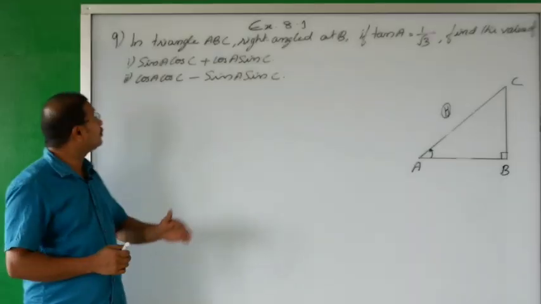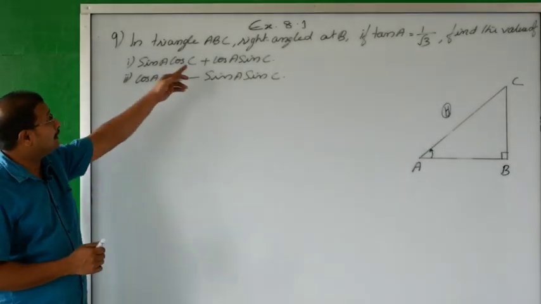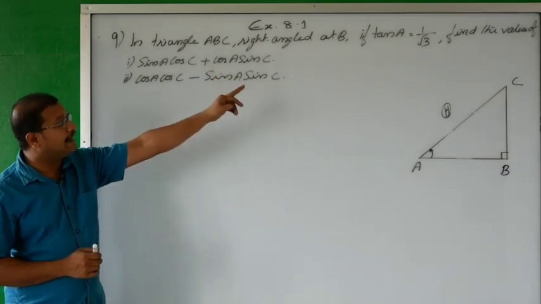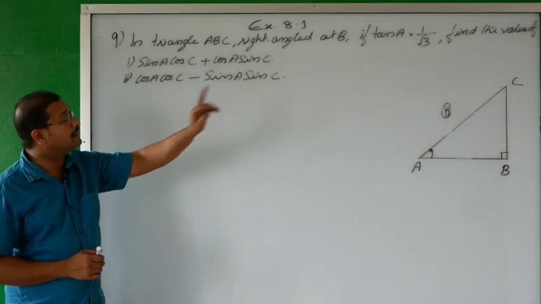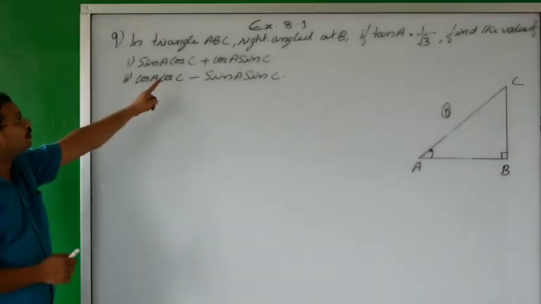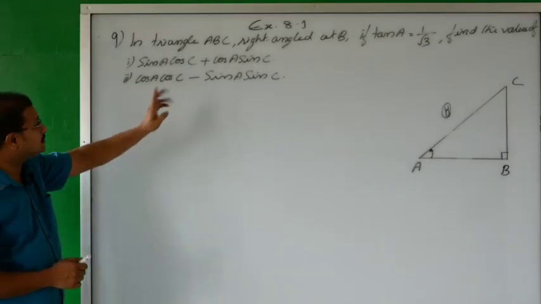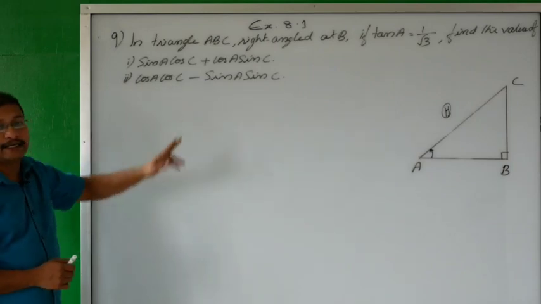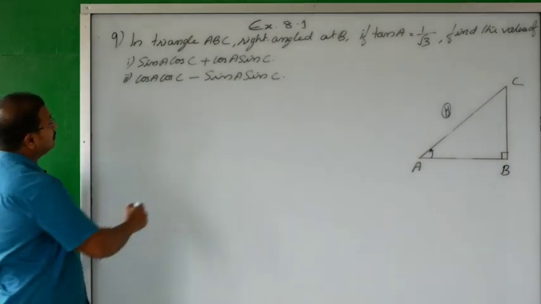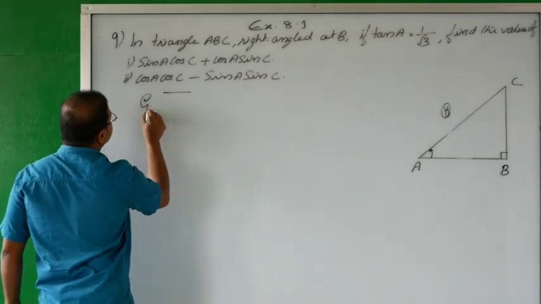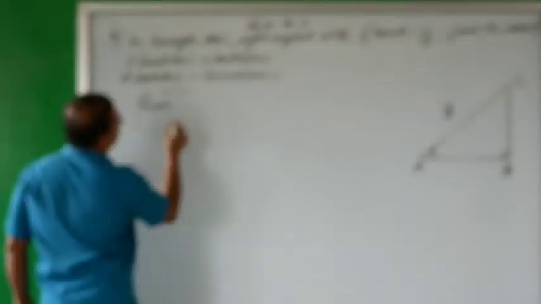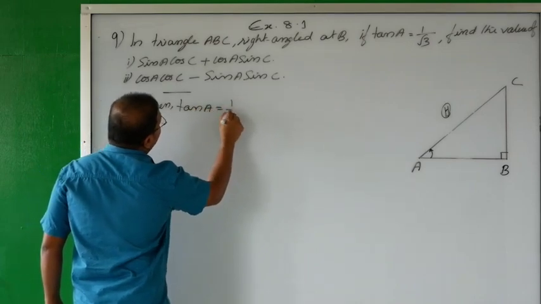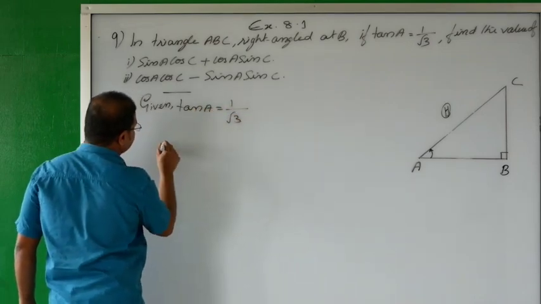See the next question. Question number 9. In triangle ABC, right angle at B. If tan A equals 1 by root 3, find the value of sin A cos C plus cos A sin C, and cos A cos C minus sin A sin C. Let's see now. What is given here? Yeah, given we'll write first. That is tan A equals 1 by root 3.